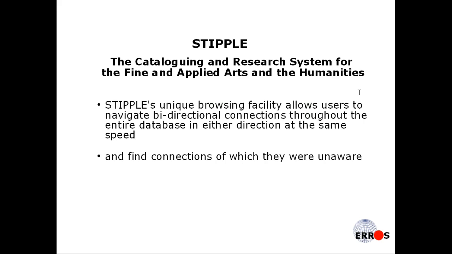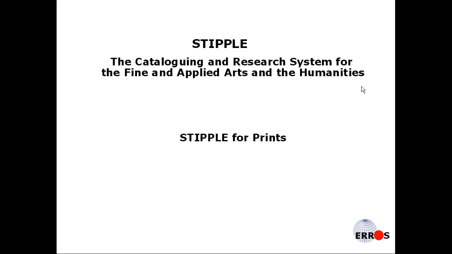The most powerful feature of STIPPLE is the ease with which users can navigate from one part of the database to another. All users can browse through all data to which they have authorized access, navigating bidirectional connections in either direction at the same speed, and so find connections of which they were unaware. This video shows some of the ways in which information about prints can be retrieved and displayed.